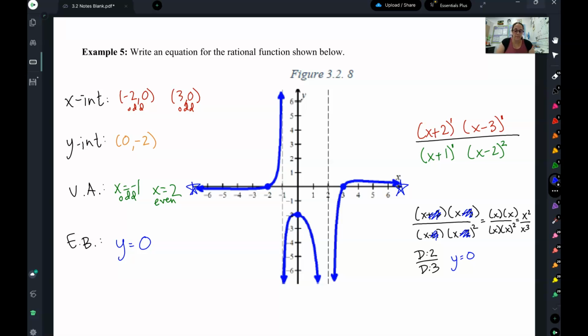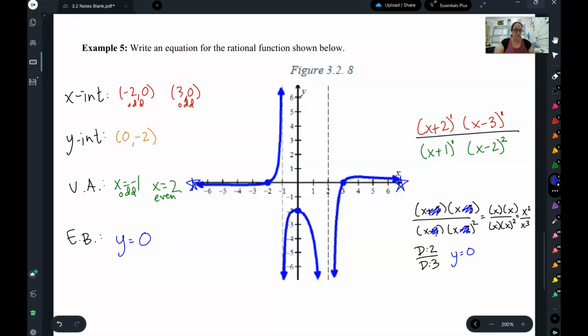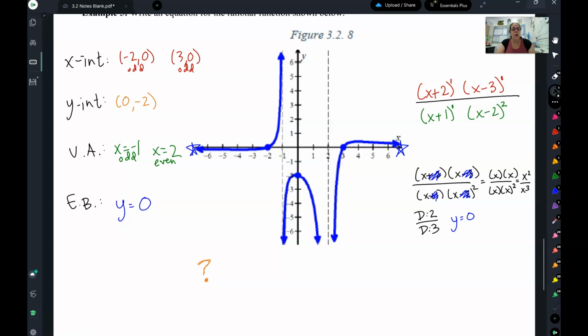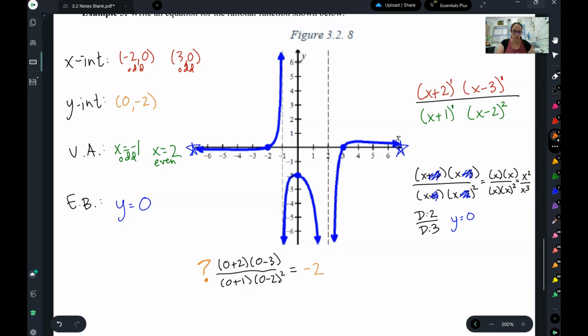The last thing I need to make sure to match is my y-intercept. Now your y-intercept might change your leading coefficient that goes in front. So what we're going to do is put a giant question mark, and then do what our y-intercept is. For the y-intercept, you plug 0 in. So I'm going to have 0 plus 2, 0 minus 3, 0 plus 1, and 0 minus 2 squared. And I know that plugging in a 0 should equal my y-intercept of -2.